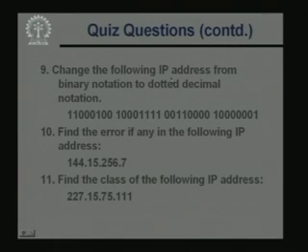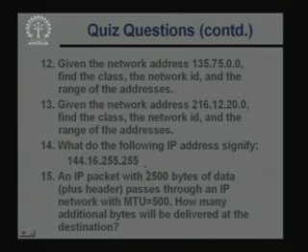Change the following IP address from binary notation to dotted decimal notation, it is simple. Find the error if any in the following IP address, this is in the dotted decimal notation. Find the class of the following IP address. Given the network address, find the class, network ID and the range of addresses. Similarly, for another address, find the class, network ID and the range. What do the following IP addresses signify? 142.168.250 or 255.